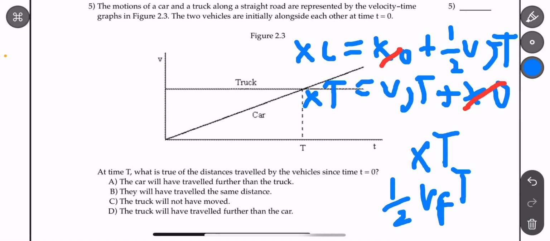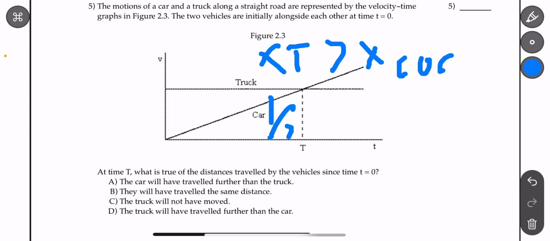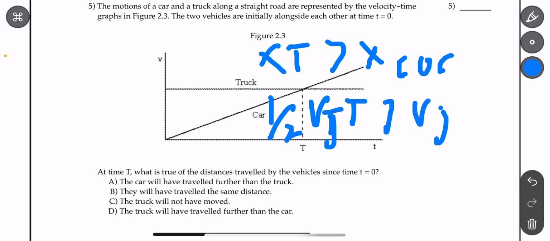Let me rewrite this. Then we know that x_t will be greater than the car, right? Let me show you. It is v t, and the 1/2 makes it just that much greater, right? And we can assess that the car will travel farther than the truck.